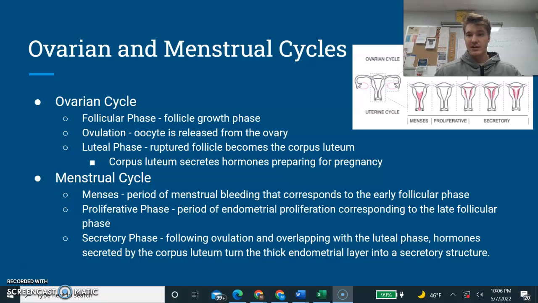And then we have the menstrual cycle. They obviously will overlap to some degree. First we have menses, which is the period of menstrual bleeding, and it corresponds to the early follicular phase in the ovarian cycle. Then we have the proliferative phase, a period of endometrial proliferation, which corresponds to the late follicular phase. Then we have the secretory phase, which follows ovulation and corresponds with the luteal phase. This is where hormones secreted by the corpus luteum turn the thick endometrial layer into more of a secretory structure.